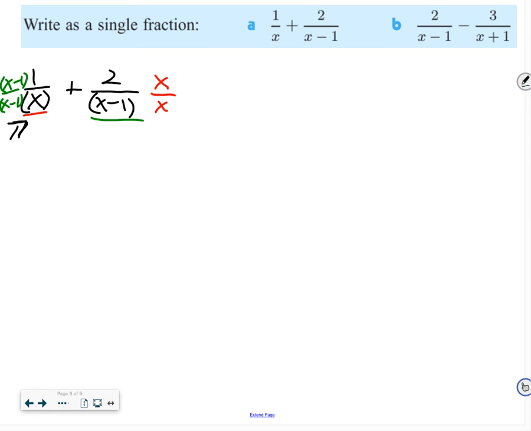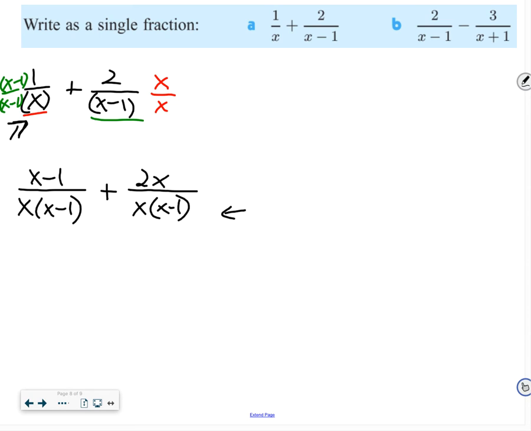Okay, so as I do this, x minus 1 times 1 is just x minus 1 here. And I'm going to leave it in its factored form. So this is x times x minus 1, plus 2x over x times x minus 1. Notice common denominator, so now I can execute. x minus 1 plus 2x is going to give me 3x minus 1 over x times x minus 1. Okay, and that is going to be as simplified as I can get. There's no common factors or things like that, so we're good here.